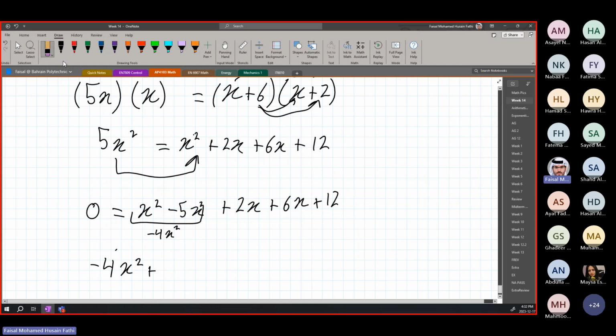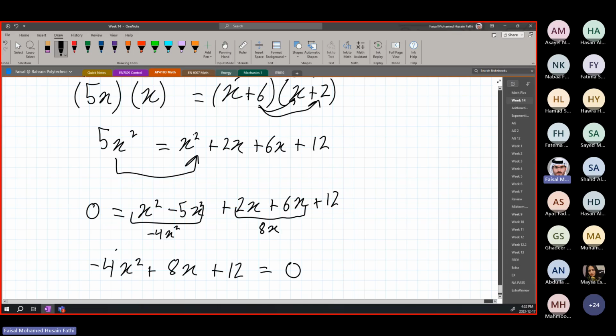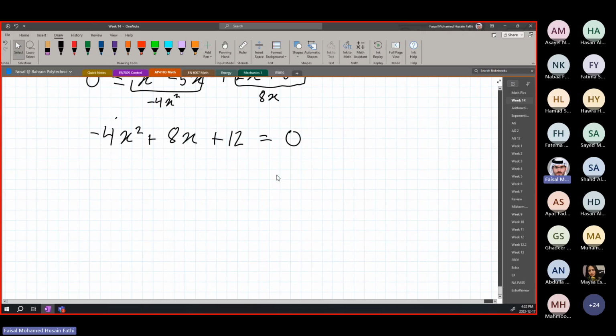Actually, let's just simplify this. This and this is simply 8x. So plus 8x plus 12 is equal to 0. And then, inshallah, as soon as the session is done, I will upload. Minus 4x squared plus 8x plus 12 is equal to 0.